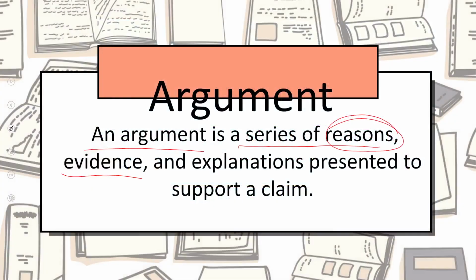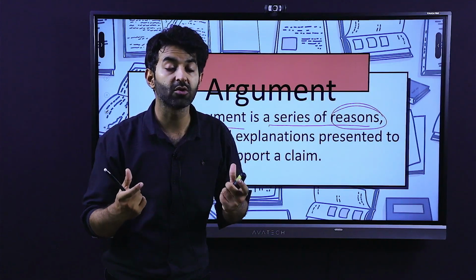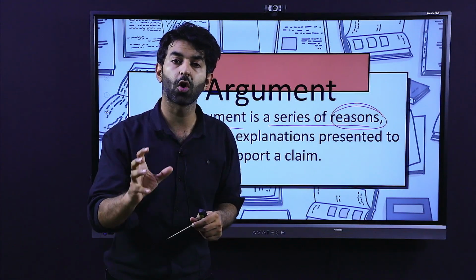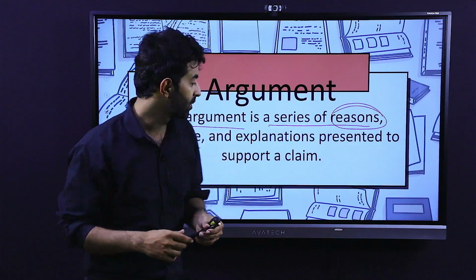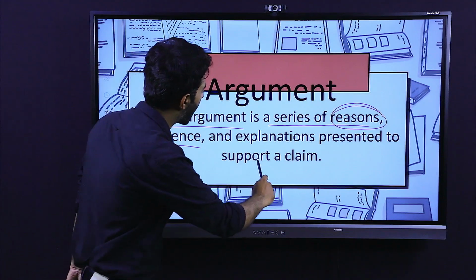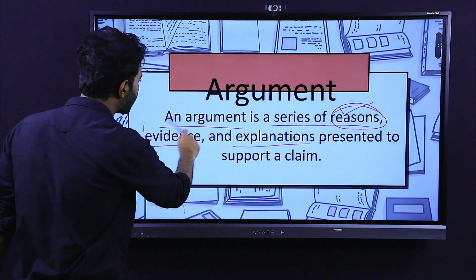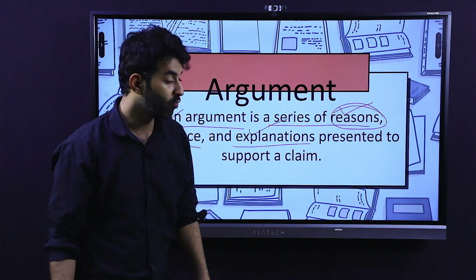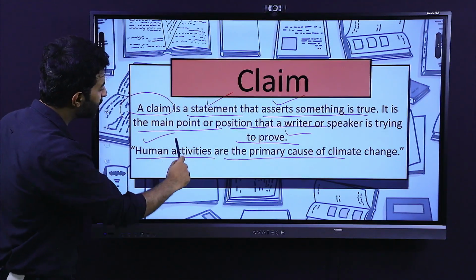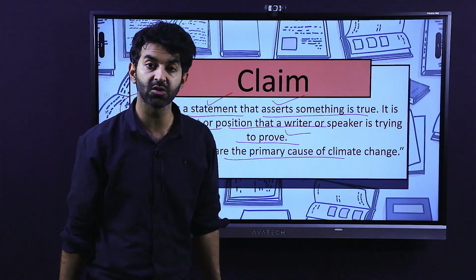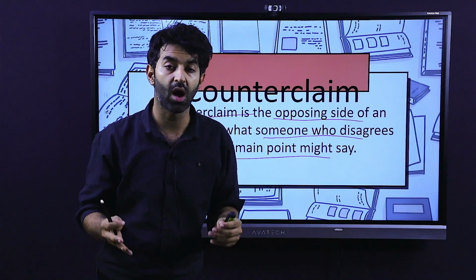It also includes evidence. Evidence, we know, is what we call saboot in Urdu. Evidence is very important. It should be correct, taken from a legit and factual source of information. It should be very logical. Your argument can also have explanations presented to support a claim. Why are we doing all these things, reasons, evidence, explanation? We are doing it to support our claim. What was our claim? Let's go back. Our claim was that human activities are the primary cause of climate change. Now when we are giving reasons after reasons, we are making an argument, we are actually supporting our claim.